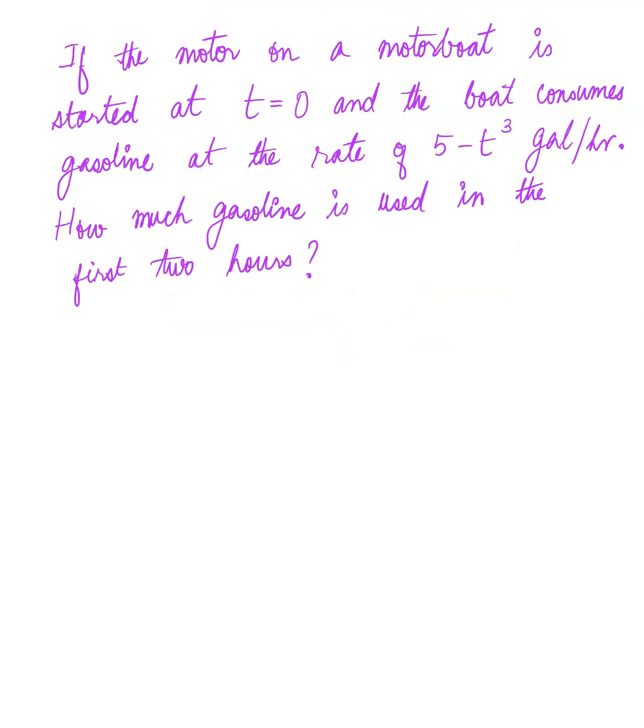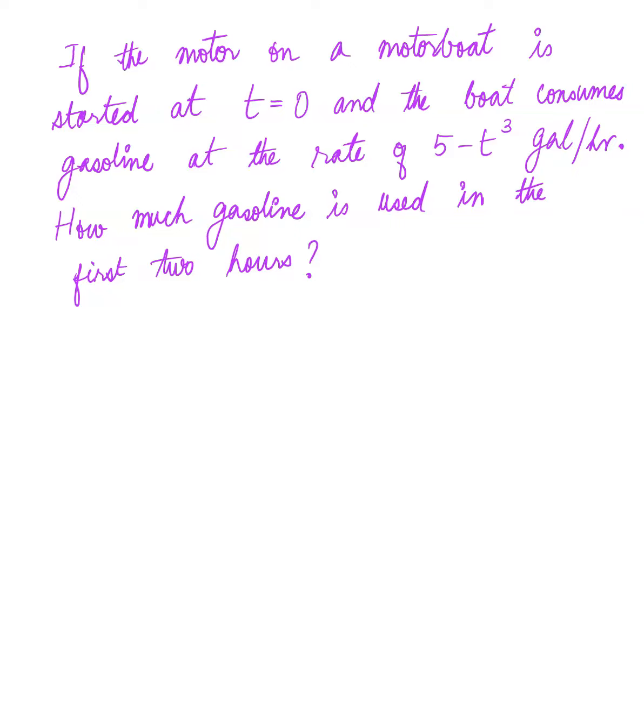If the motor on a motorboat is started at t equals 0 and the boat consumes gasoline at the rate of 5 minus t cubed gallons per hour, how much gasoline is used in the first 2 hours? So we're told the rate in which the gasoline is consumed, and we're asked to find how much the quantity of gasoline was used in the first 2 hours.